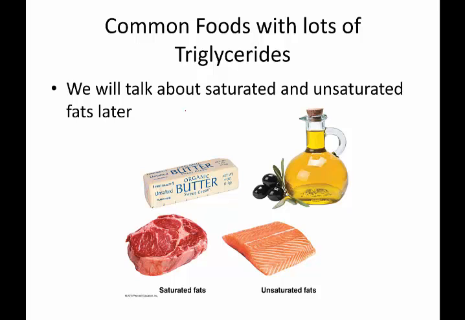So things like meat and butter have a lot of saturated fats. This term saturated we'll talk more about later in a future lecture. Things like olive oil and salmon also have lots of fats, specifically unsaturated fats. Again, we'll talk about saturated versus unsaturated fats in a future lecture.